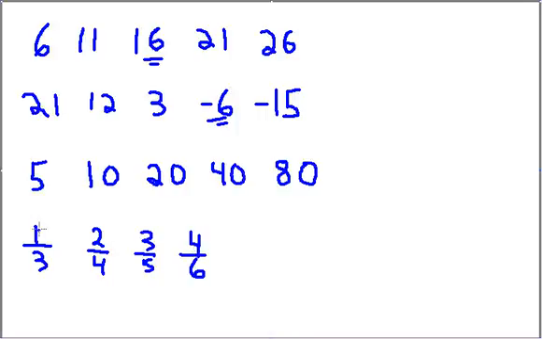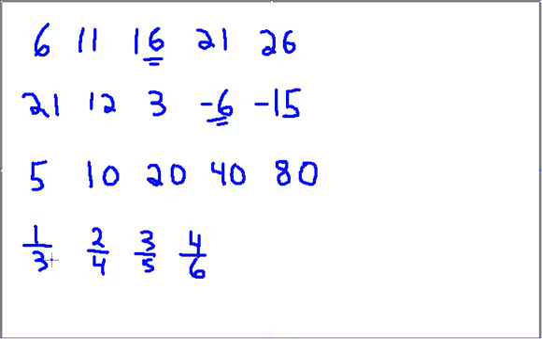What did we have to do to the numerator of our first term to get the numerator of our second term? Well, we had to add a 1 to it. What did we have to do to get to our third? We had to add a 1. 2 plus 1 is 3. To get from our third term to our fourth term, we had to add a 1. 3 plus 1 is 4.